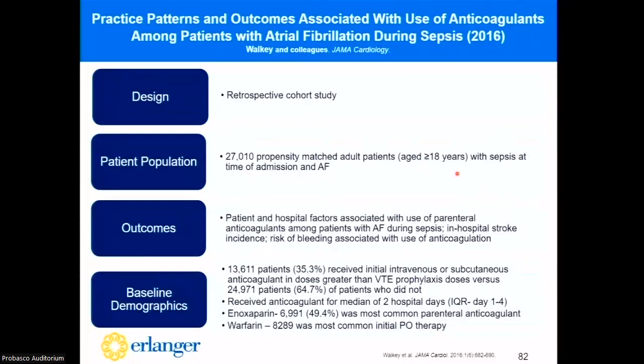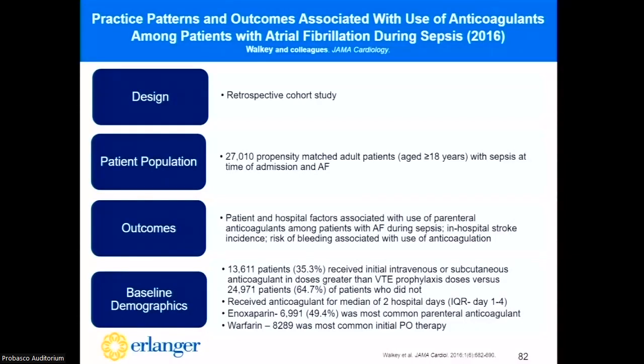Okay, and then finally, looking a little bit more at anticoagulation among patients with AFib during sepsis. This study was published in 2016 in JAMA Cardiology. This was a retrospective cohort study. They looked at 27,000 propensity-matched adult patients with sepsis at the time of admission and AFib. They were comparing patient and hospital factors associated with the use of parenteral anticoagulation during sepsis. They're looking at in-hospital stroke incidence and also risk of bleeding.